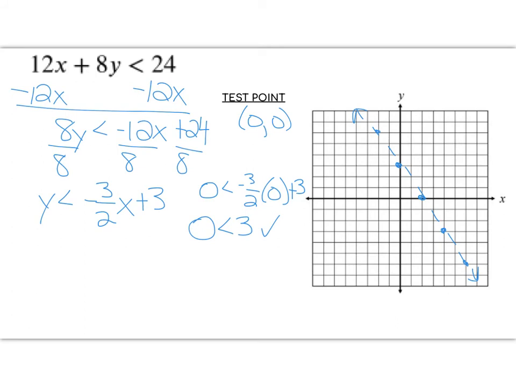When I plugged it in, I got that 0 was less than 3. That means that 0, 0 is a solution. So everything on the same side as 0, 0 is a solution. So I'm going to shade it this way.